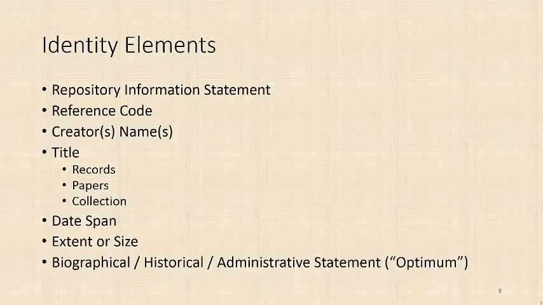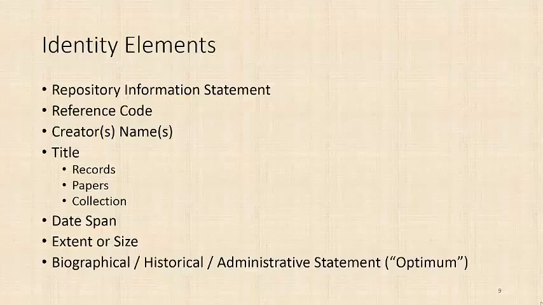Identity elements include all of these in a minimal level finding aid, and then you can see at the bottom here the biohist sketch is in the optimum level finding aid. Let's talk about these for a moment. The first thing that your finding aid should include is repository information. This can be as simple as a one-line statement listing the name of the repository, or it can be more complicated in which you provide contact information, hours of operation, things like that for the repository.